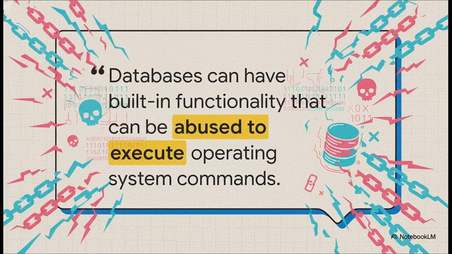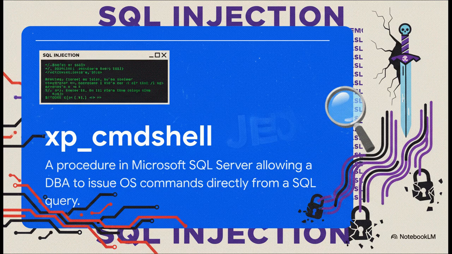It moves beyond just the database and starts targeting the server's underlying operating system. And this becomes possible if the application connects to the database using an account that has way too many permissions. A great example of this is a feature in Microsoft SQL Server called xp_cmdshell. Now, this is a powerful administrative tool. It's designed to let a database admin run system commands without ever leaving the database. But it's also like a loaded gun left lying on the table.